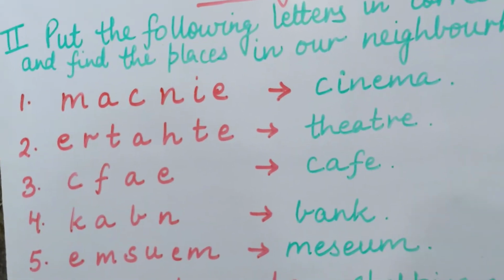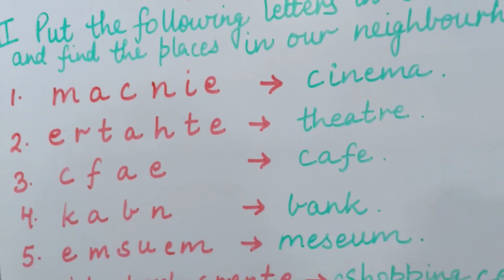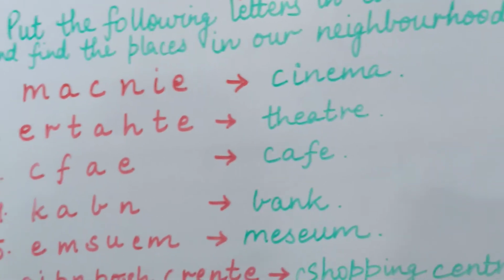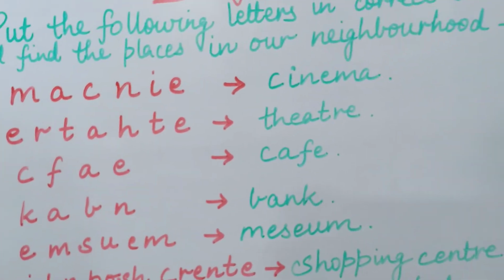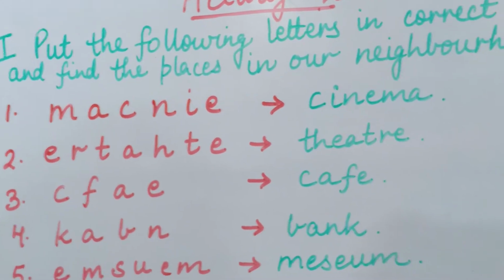CFAE. What is that? Yes, it is cafe. CAFE. The correct spelling is CAFE. And what is a cafe children? Where you go and sit and drink coffee. Okay, cafe is a coffee shop.